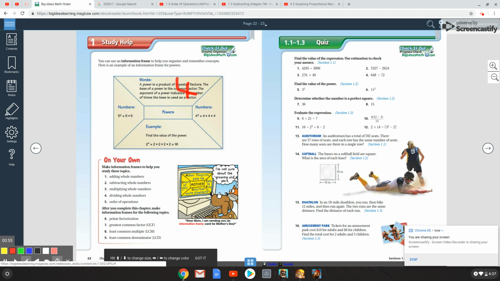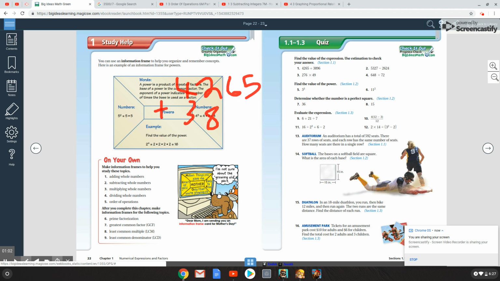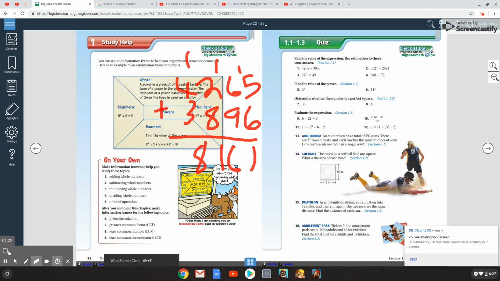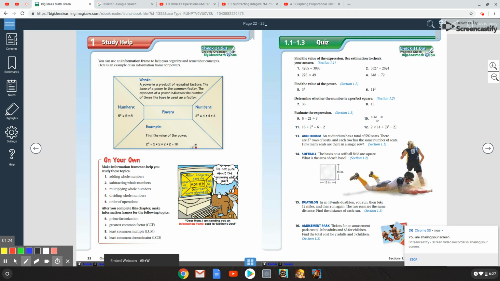Our first question is 4,265 plus 3,896. We do 5 plus 6, which is 11. 6 plus 9, which is 15. 16, 11, and then 7, 8. So we get 8,161. So that's our answer for our first problem.